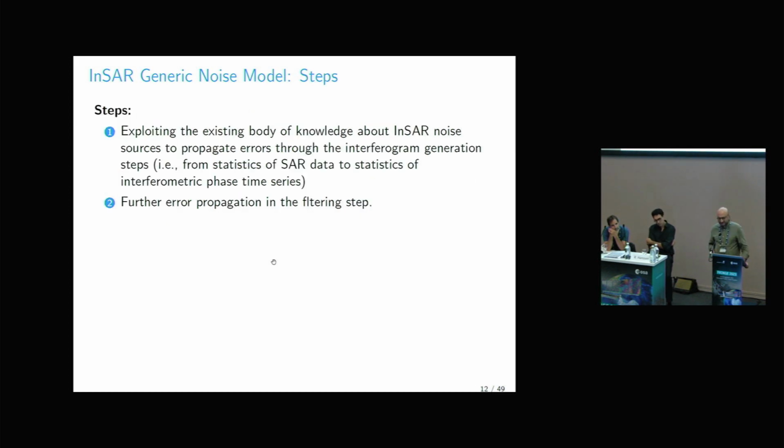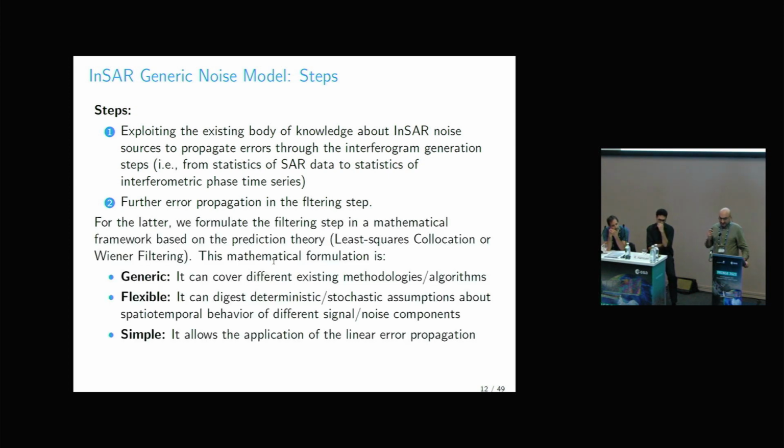As steps, we first exploit the existing body of knowledge about InSAR noise sources to propagate errors through the interferogram generation, meaning from SLCs to statistics of interferograms, and then further error propagation in the filtering steps. We formulate our mathematical model based on prediction theory, called least squares collocation, or in signal processing, Wiener filtering. It is generic. It can cover different existing methodologies. It's flexible. It can digest different kinds of assumptions, kernels and noise components. I think it is simple. It is linear, so we can use linear error propagation for the final quality.